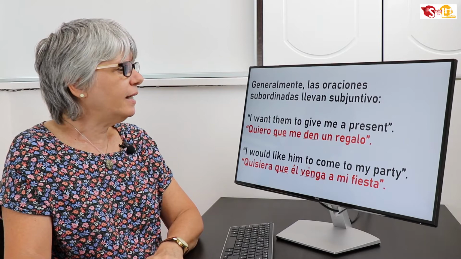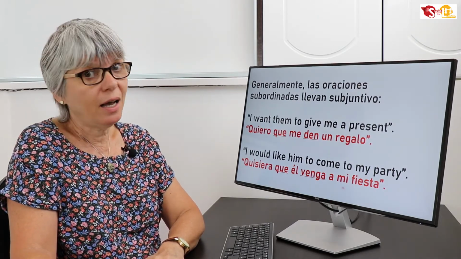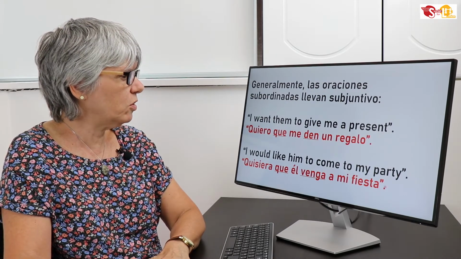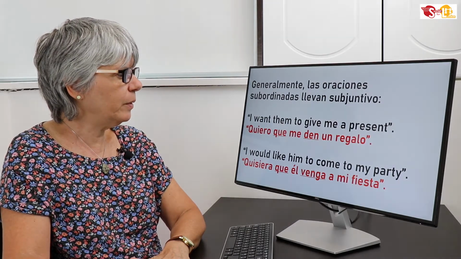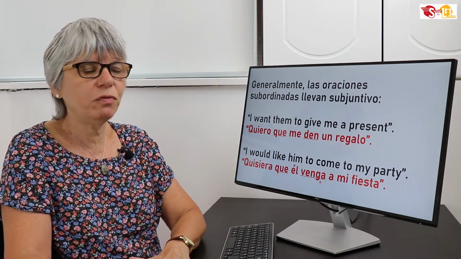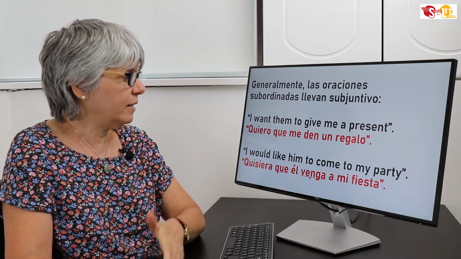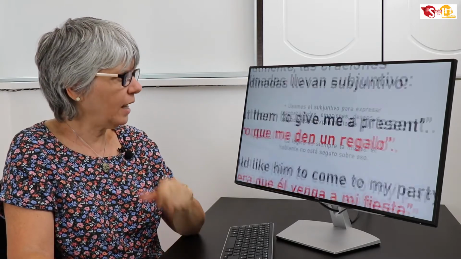Or I would like him to come to my party. Quisiera que él venga a mi fiesta. Exactly the same. Do you see the subordinate clause introduced by que and then the verb in the subjunctive form, because I would like him to come to my party, but I'm not sure if he will come or not. Okay, let's continue.